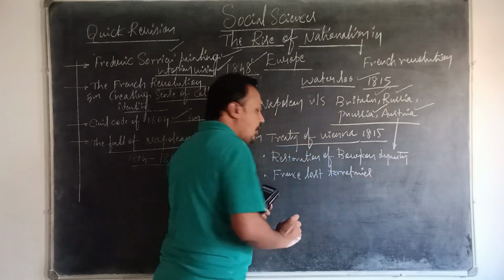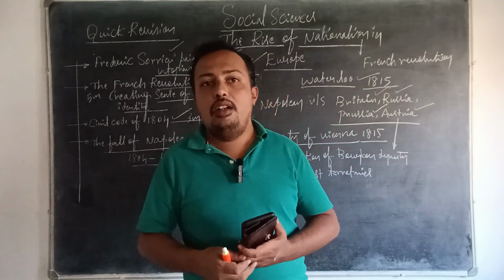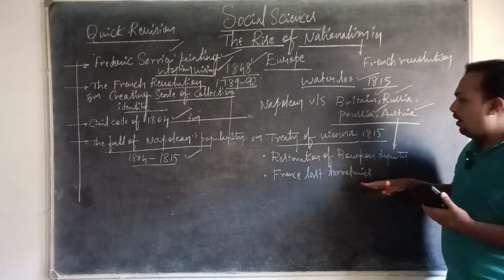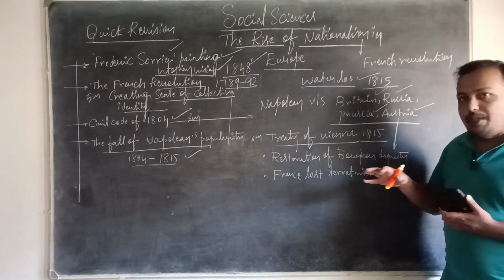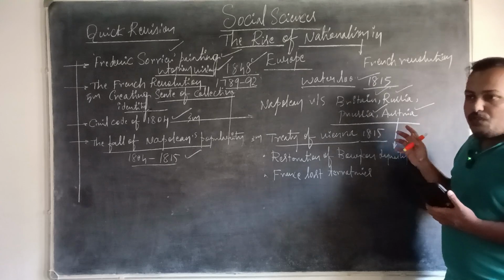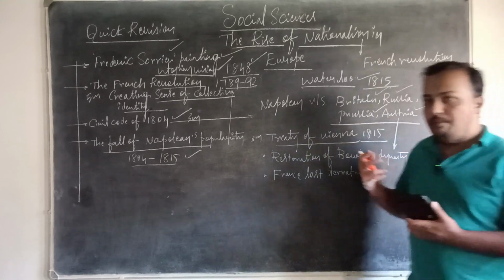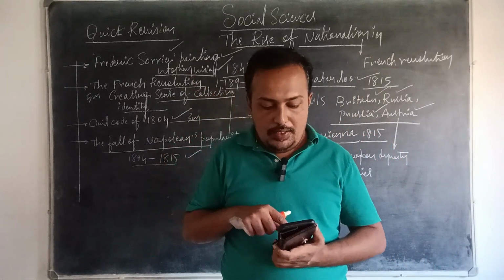So those territories which were annexed to France by Napoleon Bonaparte were lost by France. They were shared or divided between the victorious forces. So France lost territories which were annexed to it by Napoleon Bonaparte by waging the Napoleonic War. This is the second point.